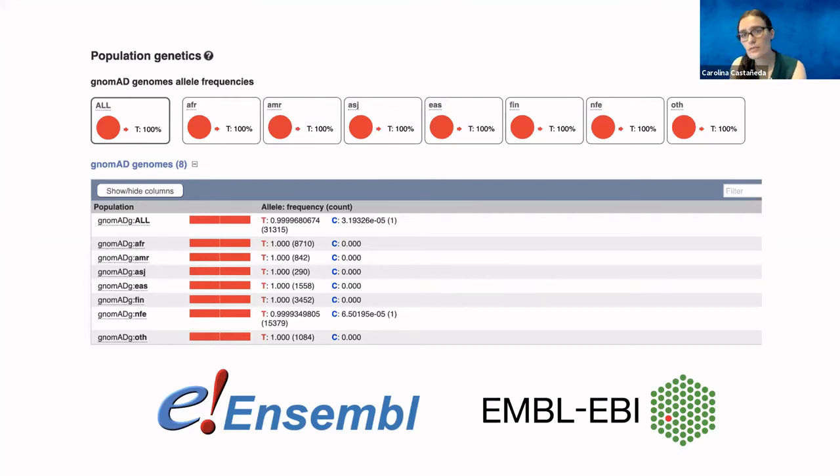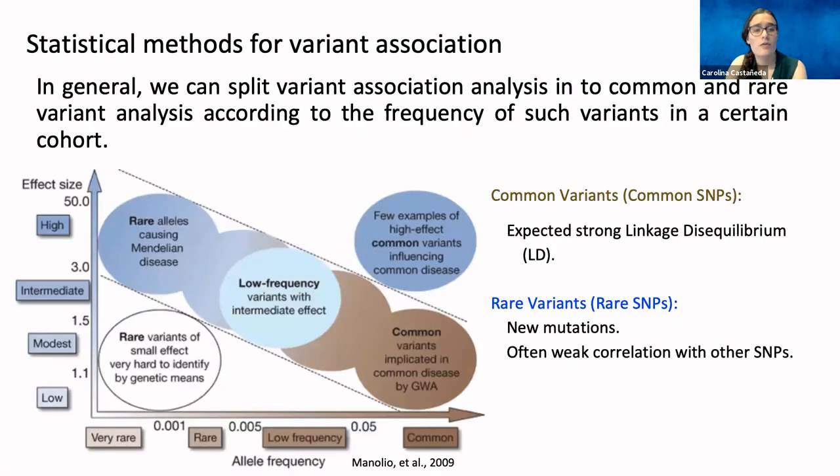This will come in useful when you use some statistical methods for variant association. In this way, we can split variant association analysis into common and rare variant analysis according to the frequency of such variants in a certain cohort. So let's look at this image that I have here in this slide. This image represents how variants that are related to a disease usually appear.